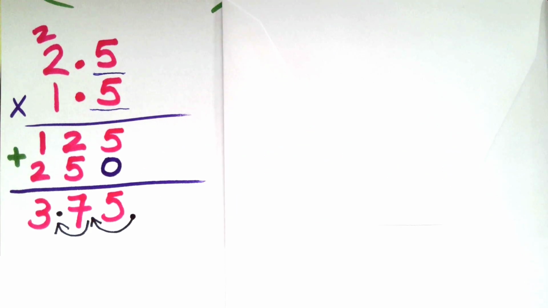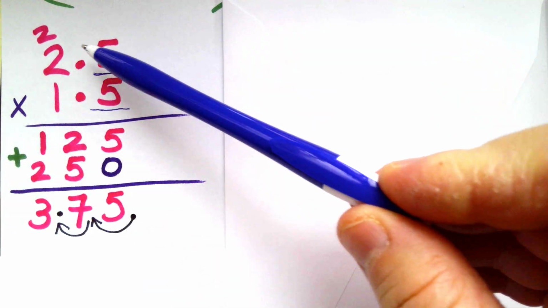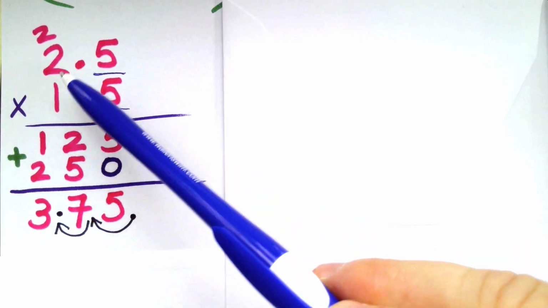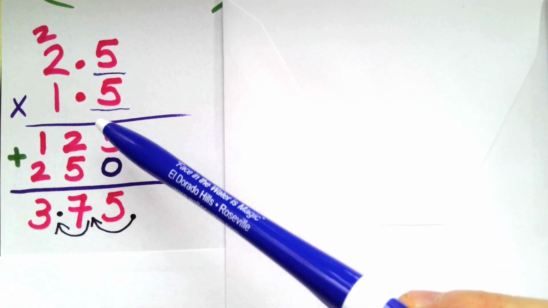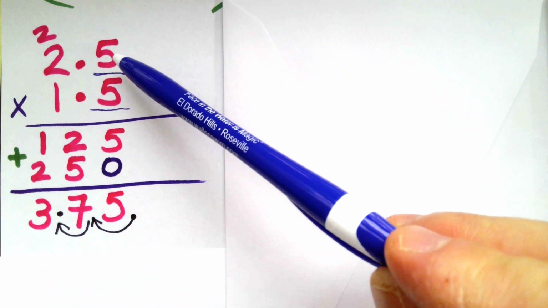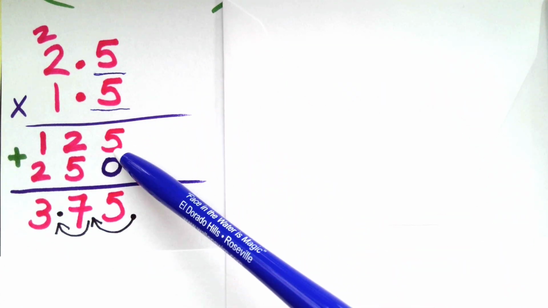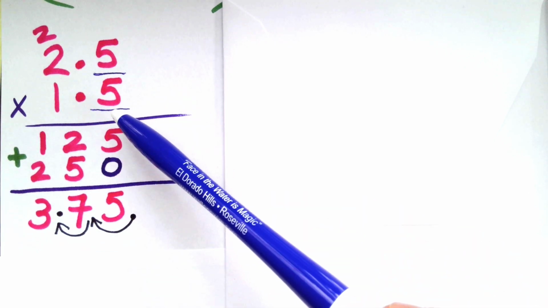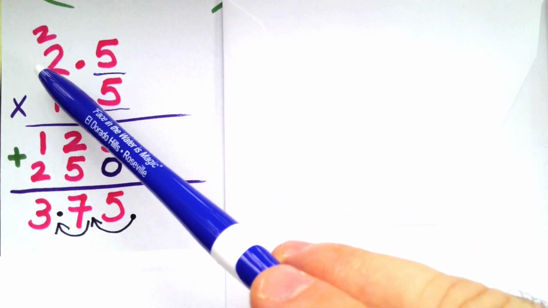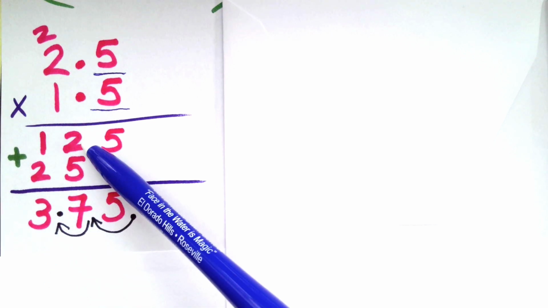All right, so step one is we want to multiply those two coefficients, 2.5 times 1.5. So let's just get right into it. 5 times 5 is 25. I put the 5 down here. I carry the 2 over. I'm going to add it to my next product. 5 times 2 is 10. 10 plus 2 is 12.